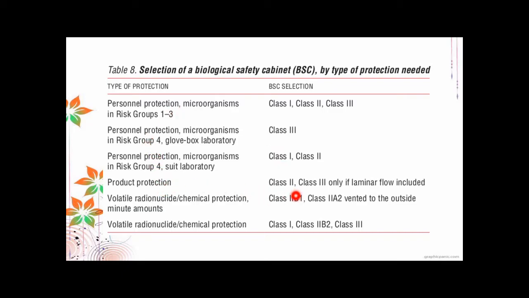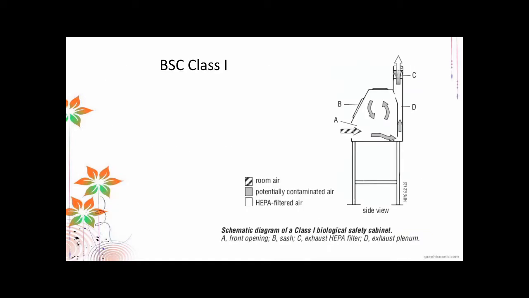For product protection, class 2 or class 3, only if you consider a laminar flow. Then for volatile nuclide or chemical protection in minute amounts, the class 2B1 and class 2A1 with an outside vent. And for volatile radionuclide or chemical protection, class 1, class 2B2, and class 3 biosafety cabinets. So what are those classes of biosafety cabinets?